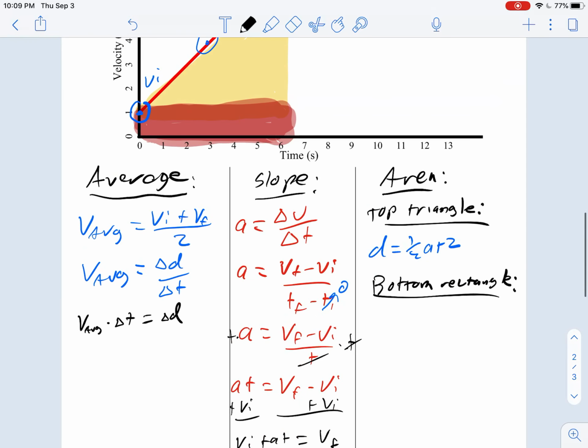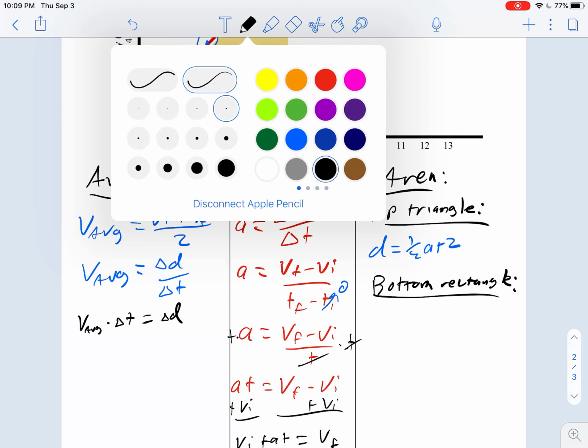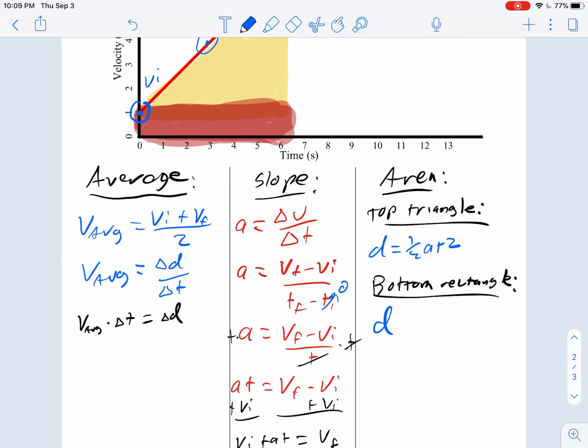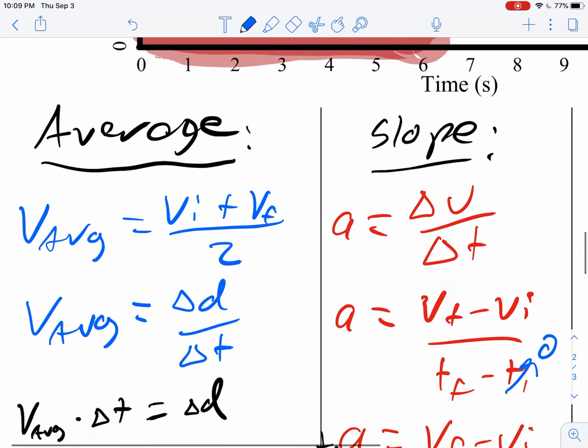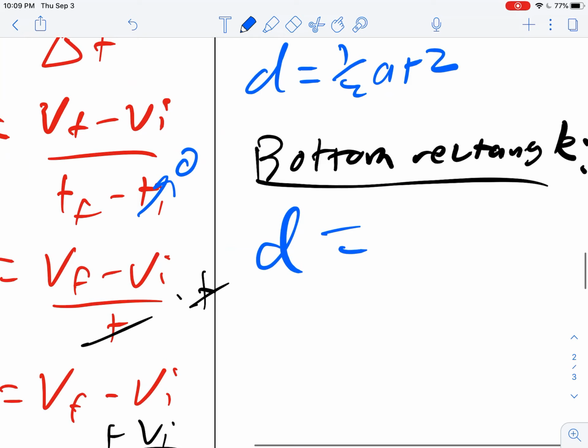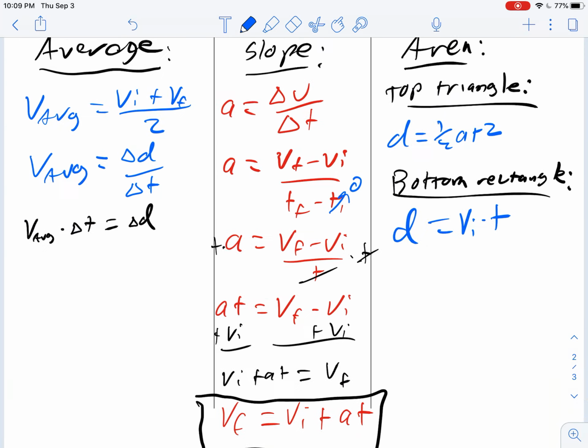All right, the bottom rectangle, okay, well, I know that the area of a rectangle is just the base times the height, and the area underneath the graph is displacement, so the displacement is the area of the rectangle, the base is the time, and the height is just the velocity. Specifically, the height of the rectangle is this initial velocity. So if I take initial velocity times time, I've got the area of the rectangle.